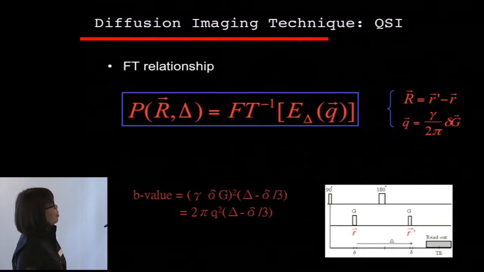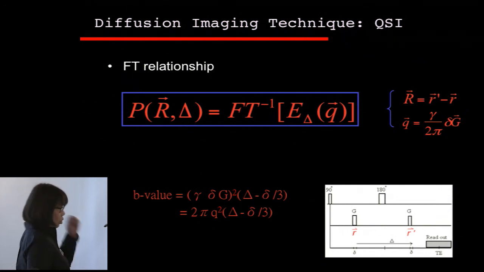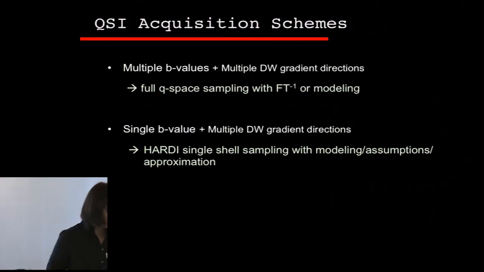I'm sorry that this is not very high contrast. So the B value: in traditional Q-space imaging, we usually use a Q vector to describe the strength of diffusion weighting. But in this presentation, I'll use the more common term, B value. But keep in mind that the relationship between B value and Q is that B is linearly proportional to Q squared and the correction term of the diffusion time.